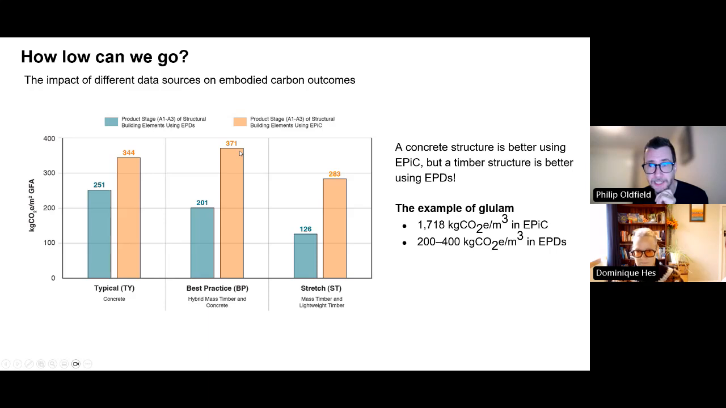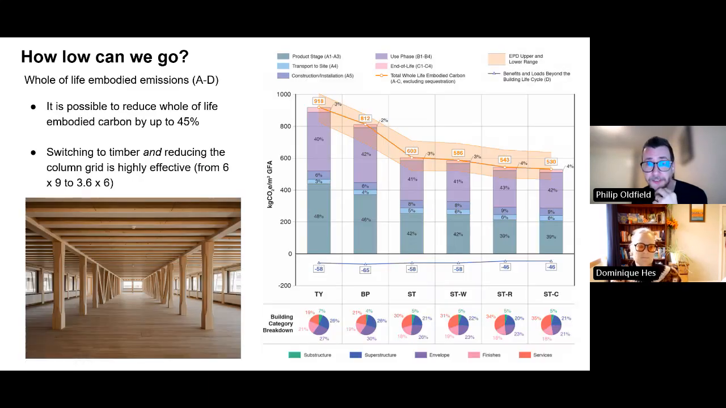Next slide, please. So this is just EPDs. And then we measured, this is A to C. So upfront embodied carbon, recurring embodied carbon, and end of life. And you can see the concrete building was 918 kilograms of CO2 equivalent per meter squared. The best practice, we got it down to 812, but the stretch scenario, we got down to about 603.